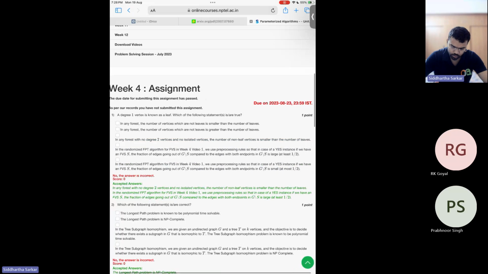Now we can look at the second question. I think we are going slow, but since it is not necessary to cover everything, it is more important to clear doubts. I think that is fine. So let us look at the second question.